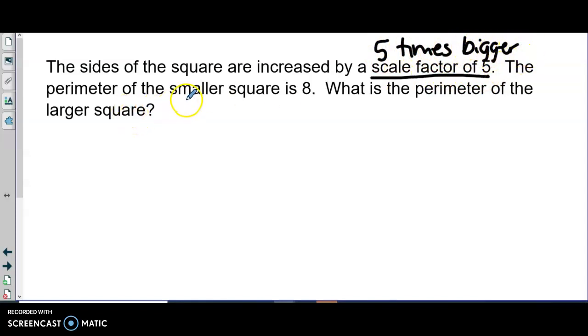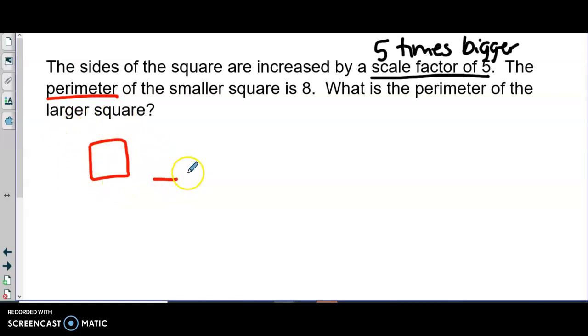The perimeter of the small square is 8. What is the perimeter of the large square? So you have to also remember that in a square, all 4 of your side lengths are the same. And when you do perimeter, you add up all the side lengths.